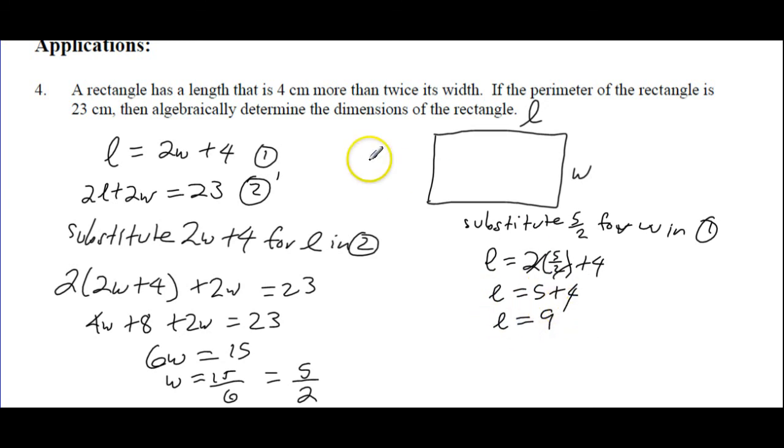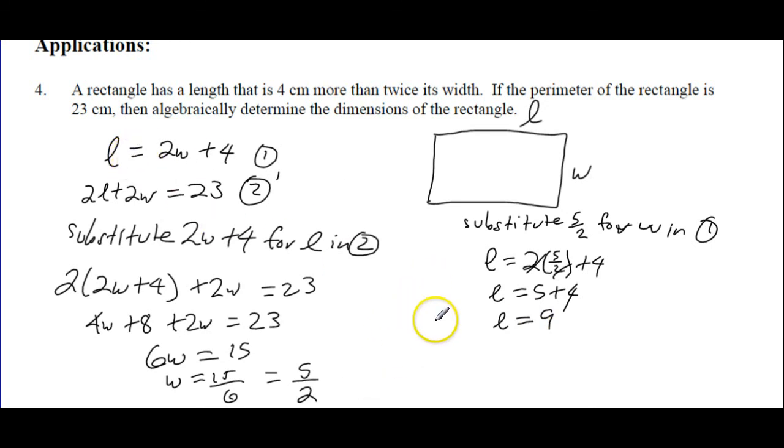Now for the verification, go back to the words. A rectangle has a length that is 4 centimeters more than twice the width. Okay, so forget everything you're looking at. Twice the width, well, that's 2.5. Twice the width is 5, and 4 centimeters more than 5 is 9. So that checks that L equals 9. If the perimeter is 23, so the perimeter is 9 plus 9, which is 18, plus 2.5 plus 2.5, which is 23. So that also checks.